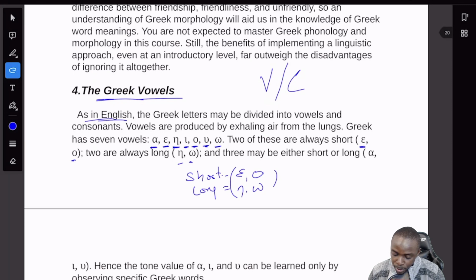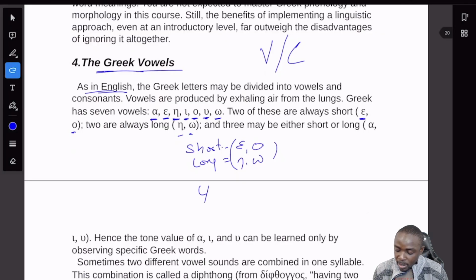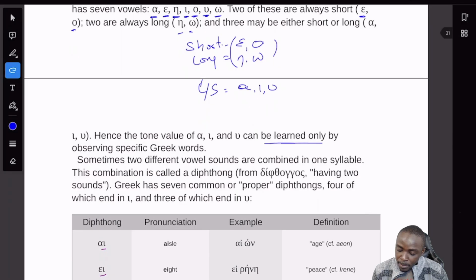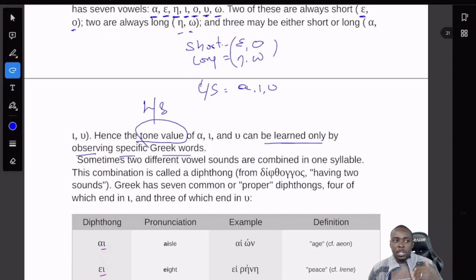And 3 may be either long or short. What are those 3? You have the alpha, the iota, and the upsilon. They could morph, so to speak. It could be either long or short. Hence, the tone value of alpha, iota, and upsilon can be learned only by observing specific Greek words. So tone value, in this case, has to do with how you pronounce it, whether you pronounce it long or short. The tone value is going to depend upon the word that you are pronouncing, how the particular vowel is functioning in that word.